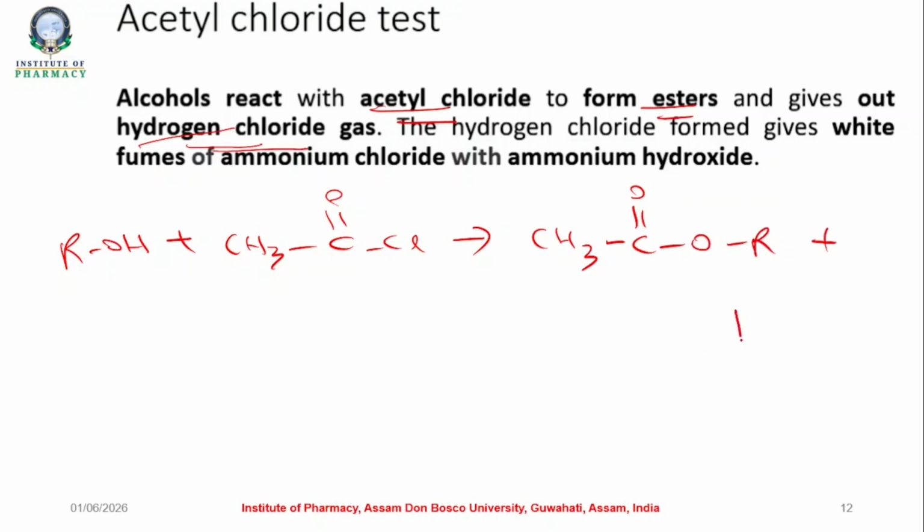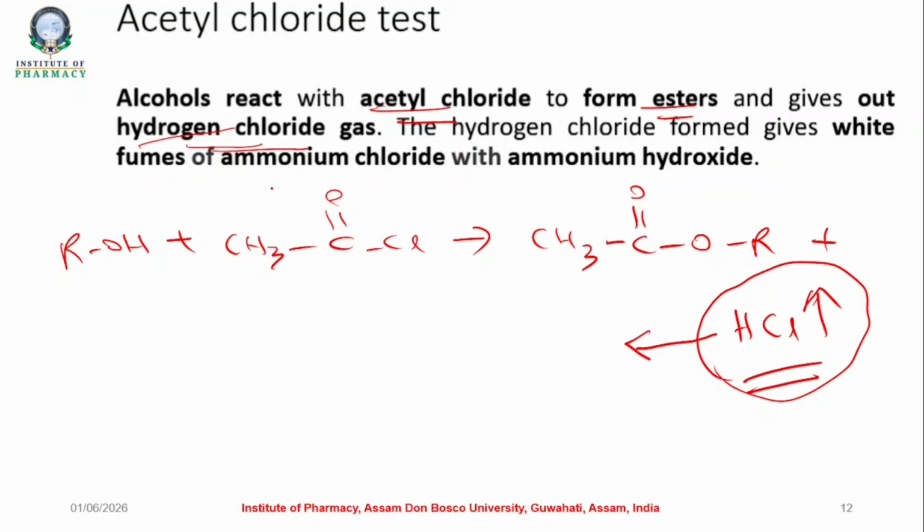Plus the hydrogen chloride gas. So now what happens is that when this hydrogen chloride gas which is released, it gives white fumes. That is, it gives white fumes with what? White fumes with ammonium hydroxide.